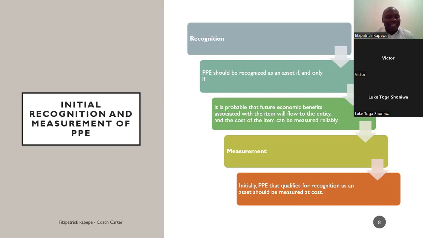So you cannot depreciate, and this is why land, if you believe it's going to continue generating value and giving you the economic benefits, you don't depreciate it. So any asset that does not have an economic lifespan will never, ever be depreciated. So under measurement, initially, the property, plant, and equipment that qualifies for recognition as an asset should be measured at cost.